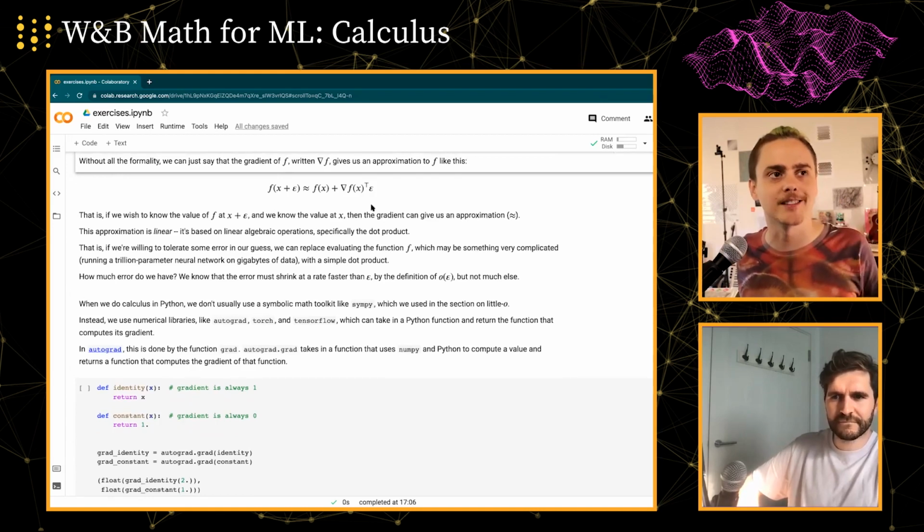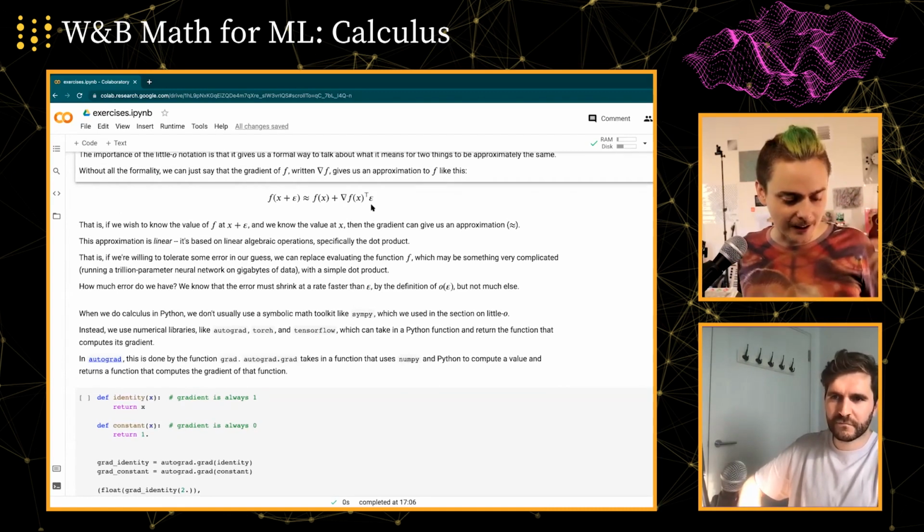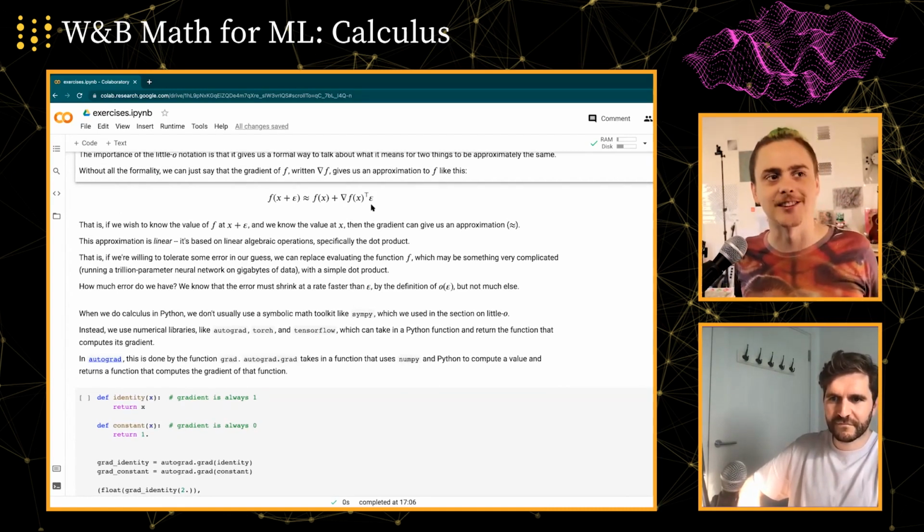All that gradients guarantee you is that somewhere out there, there's a step size small enough that if you take it, your loss will go down. That's cold comfort to know that there exists a small step size if you don't know what it is.